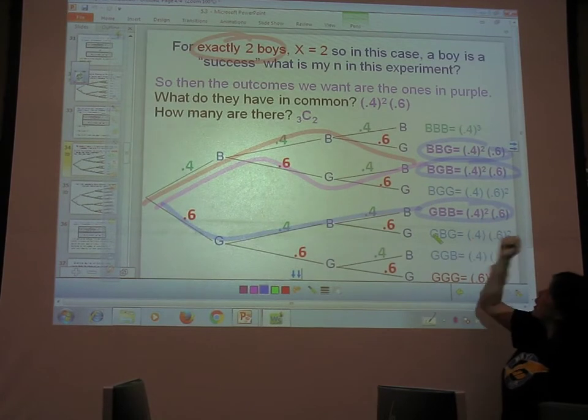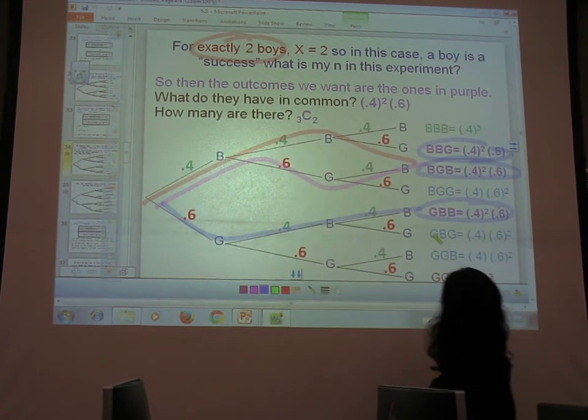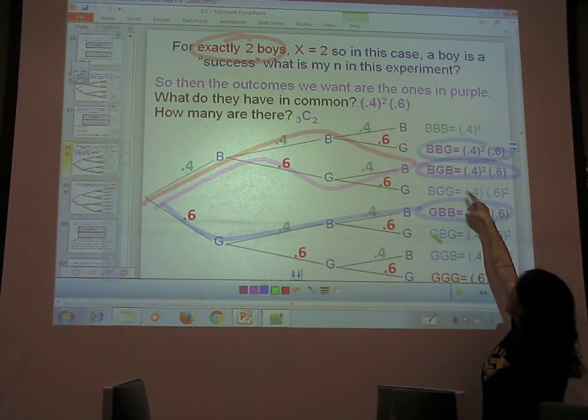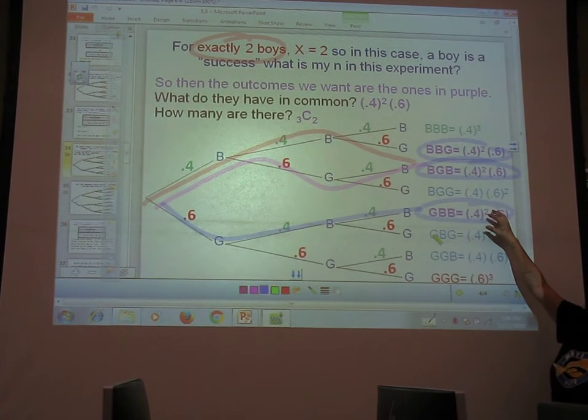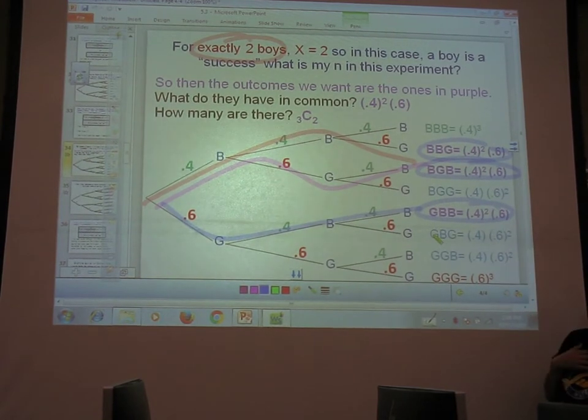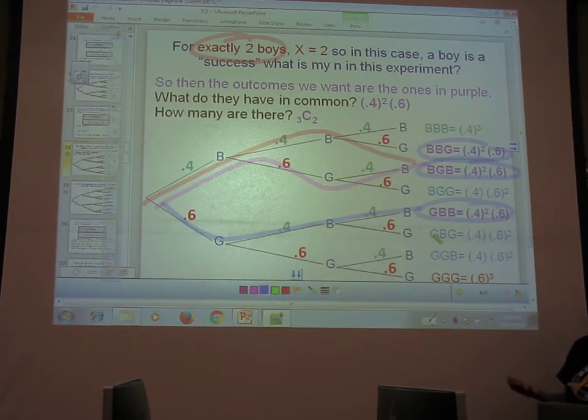This part, the n choose x part, comes from how many of these outcomes end up here, right? Because if I wanted to know the probability of having exactly two boys, I would find these three things and add them. But since they're exactly the same, I could just multiply by 3. Do you guys understand what I'm saying?